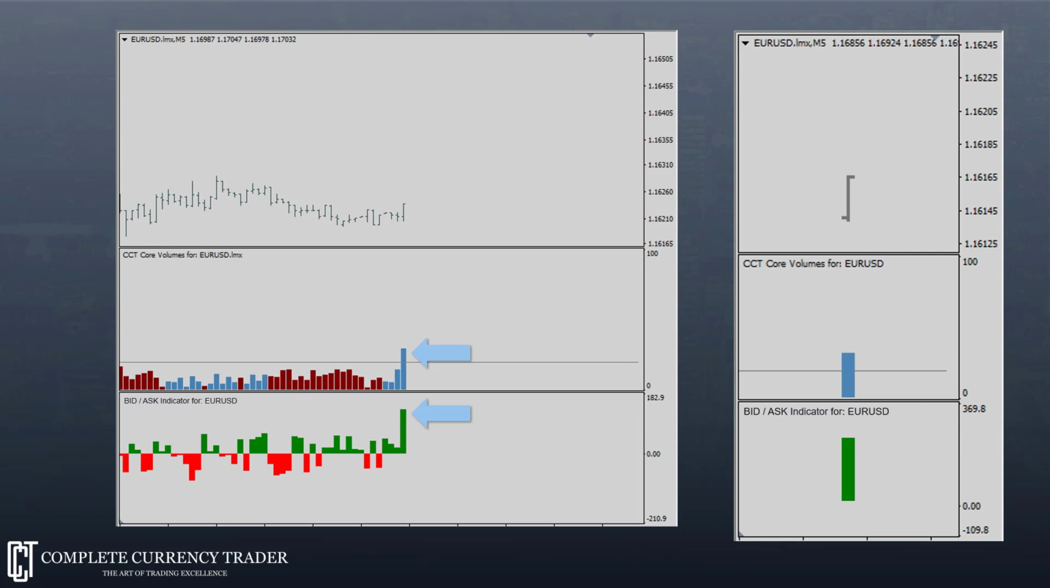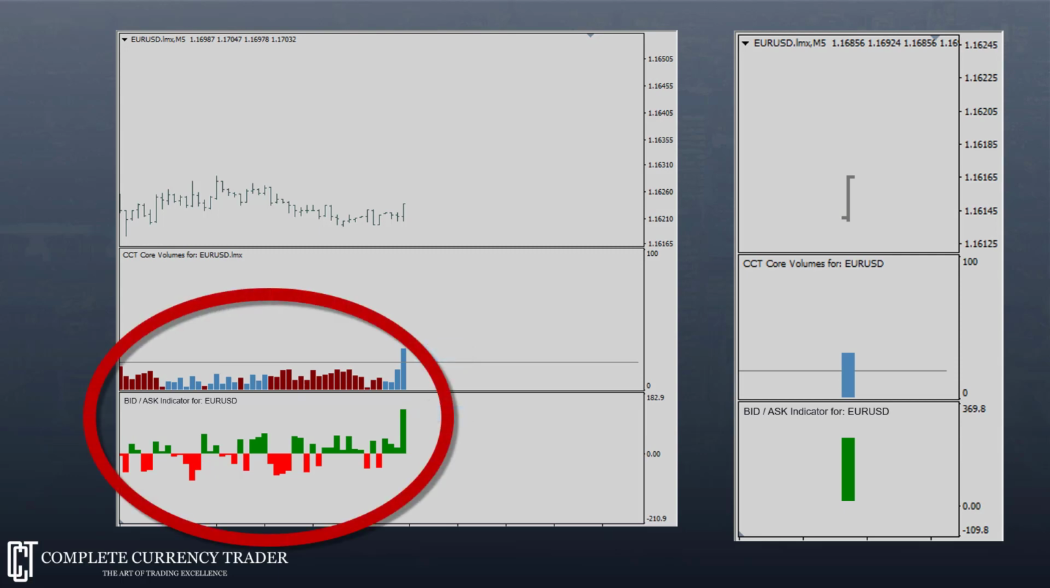Conditions are changing. Imbalances are changing. There's a very good chance that you are about to see a price change as well. Remember that these are leading indicators. Customers and market makers' orders interact first, and then the price moves.